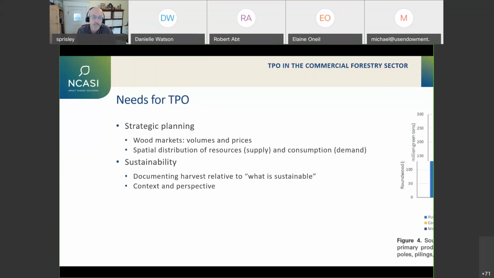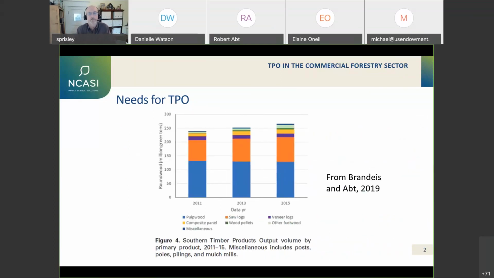Well, there's an excellent example that came out recently from Consuelo Brandeis and Karen Abt in 2019 in Journal of Forestry, who published this data, TPO volume by primary product. And for those of you who don't know, in Europe, there's a lot of people who are very concerned that their use of biomass energy is devastating southern forests.